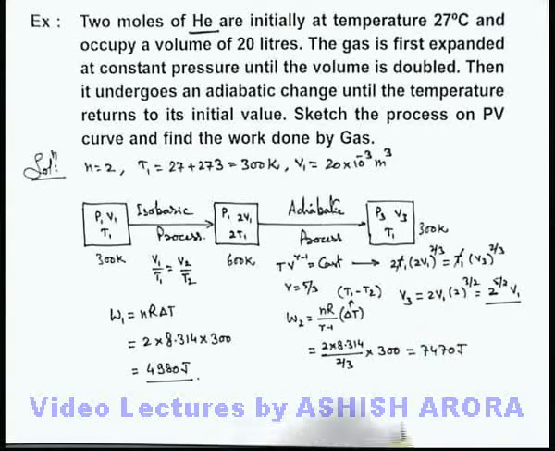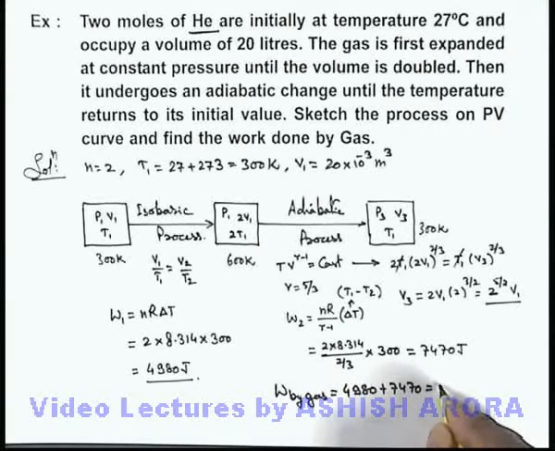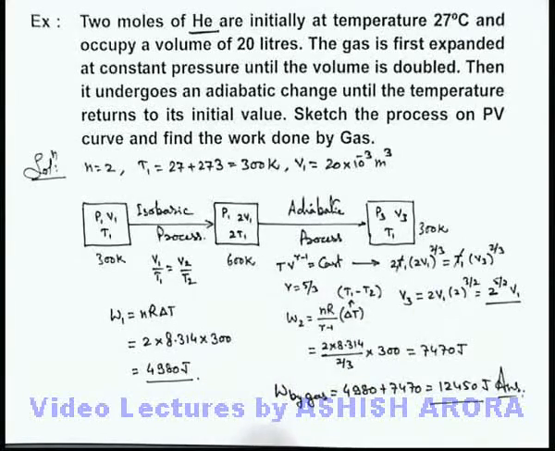Joule. Now if we find out the total work done by the gas, this can be written as W1 plus W2, that is 4980 plus 7470. The value we are getting is 12450 Joule. That will be the answer to this problem. On our next sheet, let us continue and draw the whole process on the PV curve for this situation.